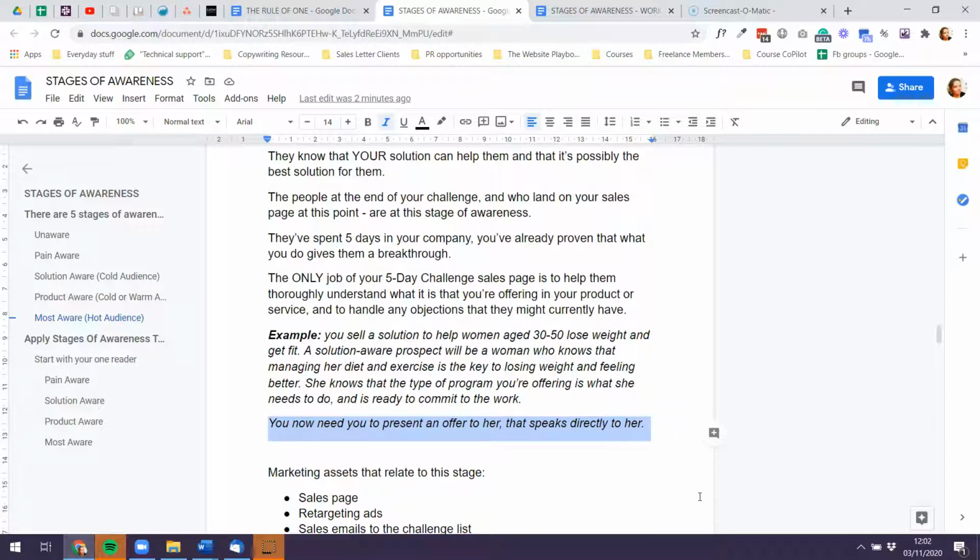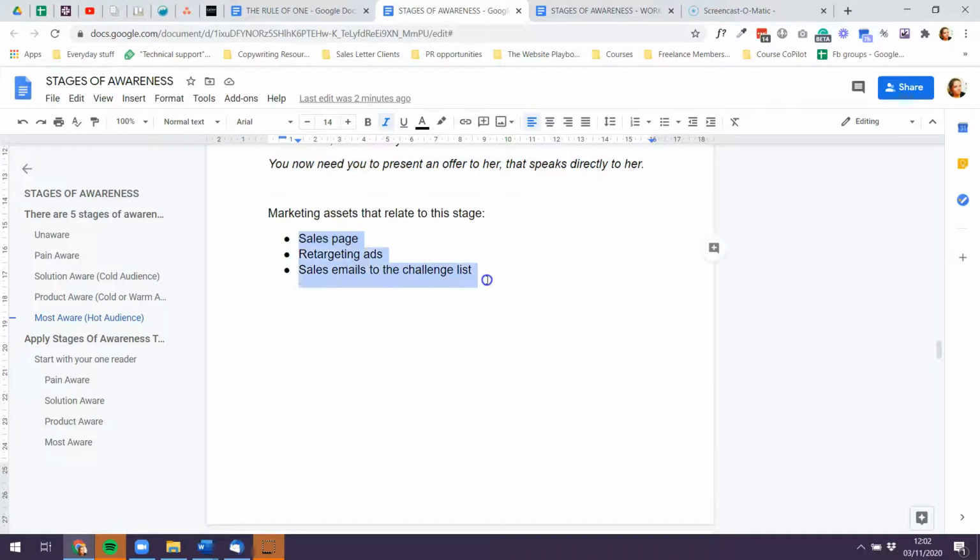And so the marketing assets for that are things like your sales page, any retargeting ads that you're doing if you're running ads, and sales emails that you're sending to people on your challenge list, or any other sales emails you might be sending out. I'll put that here. If you're doing a mini launch or something, and sending out an offer to your audience, and also we could do offer CTA posts. Okay, so the posts that you put out making an offer.